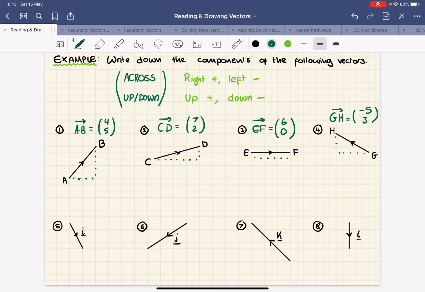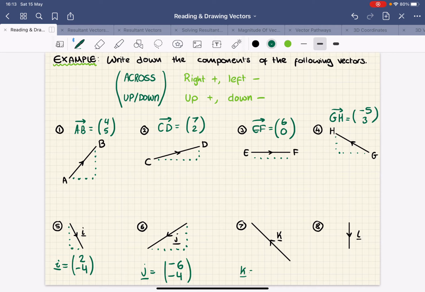Then question 5 here, this time I've got my lowercase letters with the underline, so I can just write them as I like that. First I want to read my across, so 1, 2. So I'm going 2 spaces to the right. And then 1, 2, 3, 4 spaces down, so that's going to be a -4. Then J here, I've gone 1, 2, 3, 4, 5, 6 spaces to the left, so that's going to be -6. And then 1, 2, 3, 4 spaces down, so that's going to be a -4.